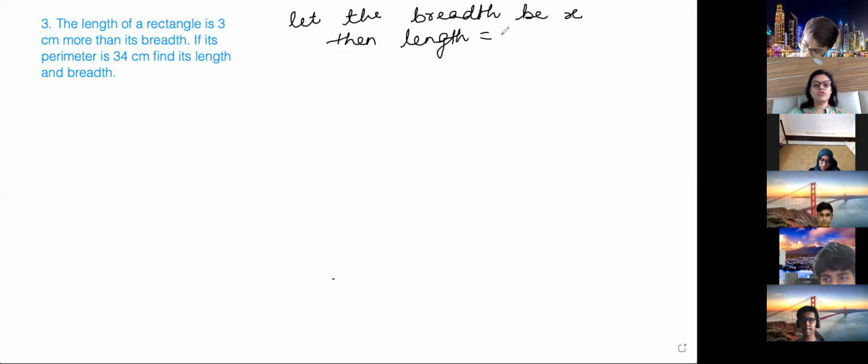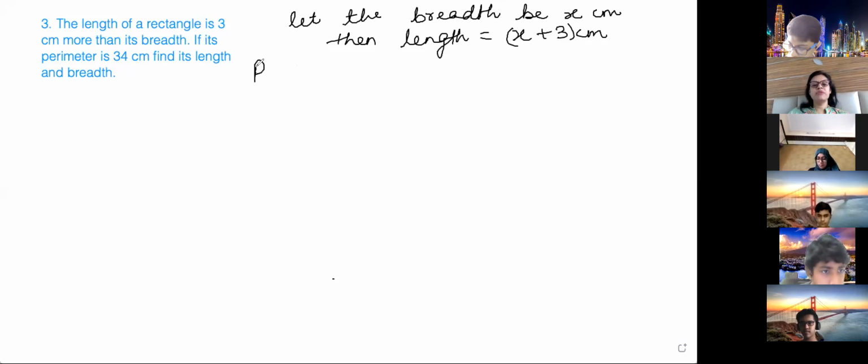Then length is equal to how much? According to the question, x plus 3. Yes, 3 centimeter more. So we are taking it in centimeter, okay? x centimeter. So it will be x plus 3 centimeter like this. Okay. Now, if its perimeter is 34, find its length. So what will be the perimeter? Tell me perimeter formula. Perimeter is equal to 2 into L plus B.